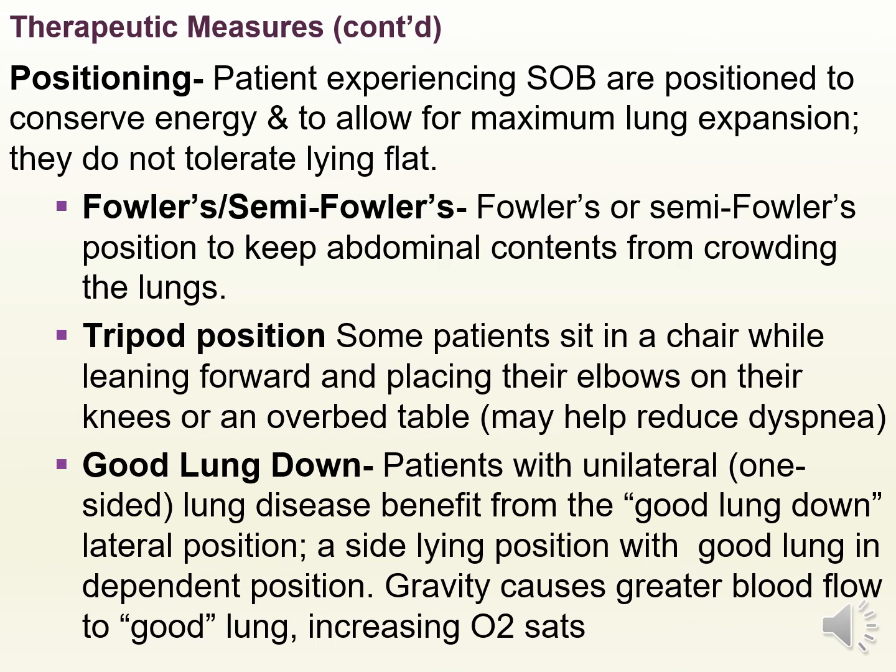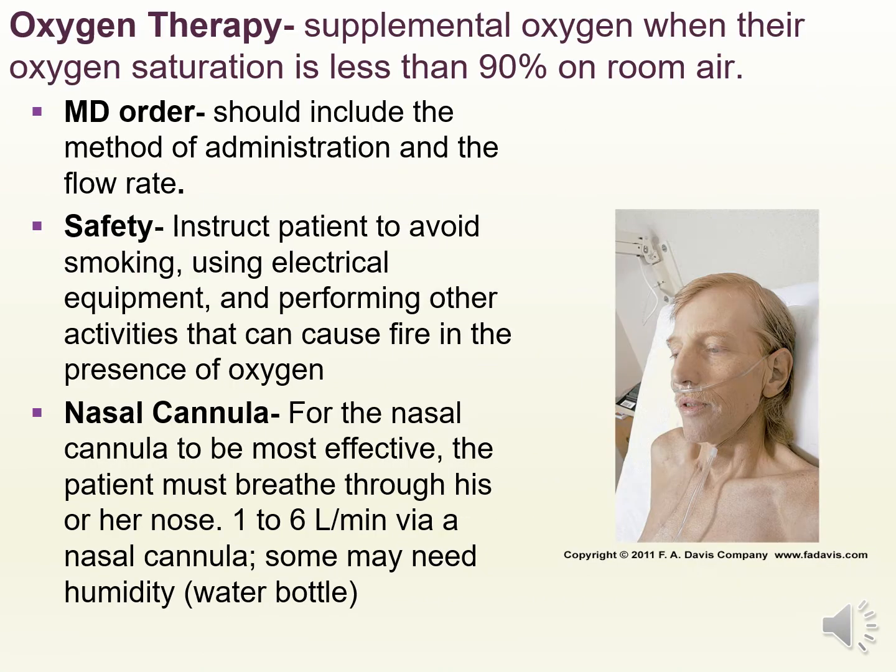This is where patients who have a one-sided lung disease benefit from putting the good lung down in a lateral position, a sideline position with the good lung in a dependent position. Gravity will allow for greater blood flow to the good lung, increasing the O2 sats. These patients will also probably need supplemental oxygen, especially if the O2 sat is less than 90% on room air. Be sure that the MD order includes the rate and method of administration.